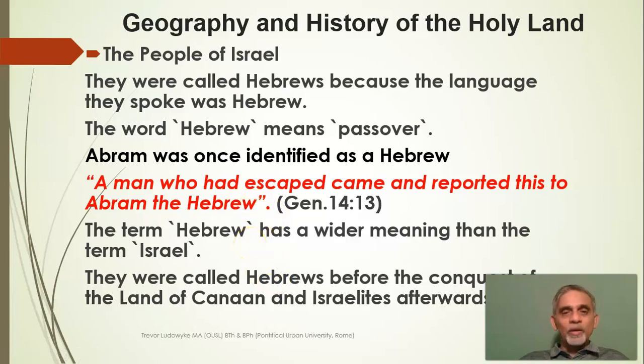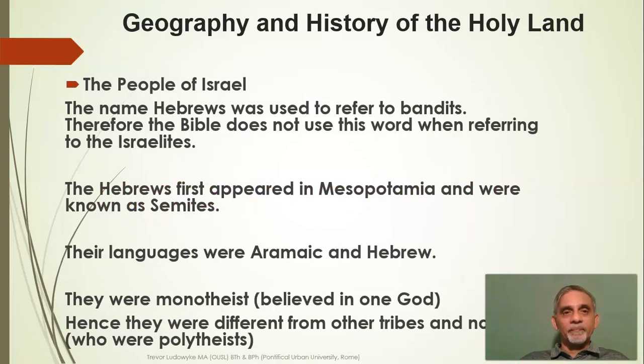So the term Hebrew has a wider meaning than the term Israel. They were all called Hebrews before the conquest of the land of Canaan, and were called Israelites afterwards. So before the conquest of Canaan they were called Hebrews, but after they entered the promised land, they were called Israelites. The name Hebrew was originally used to refer to bandits. Therefore, the Bible does not use this word when referring to the Israelites, because the Hebrew word also referred to bandits.